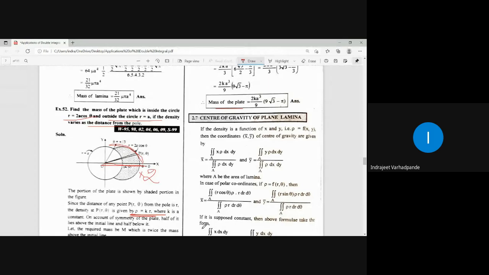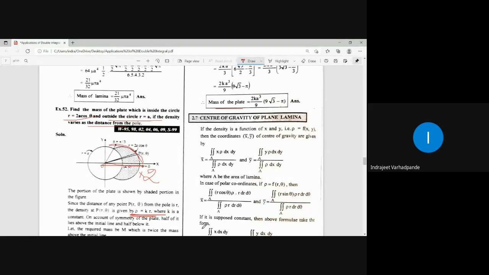The next application of the double integral that we are going to discuss is the center of gravity of a plane lamina. Prior to this, the major applications of the double integral we usually talk about are area, second is mass calculation of a plate, third one is center of gravity, and last one is volume by double integral.